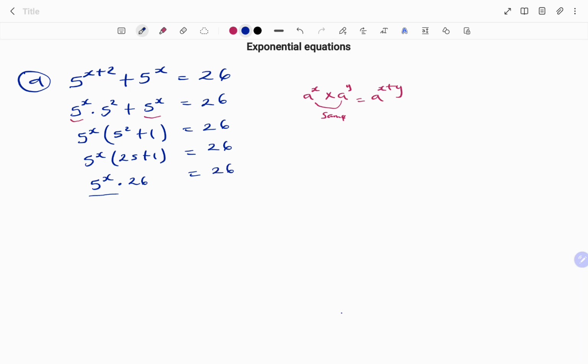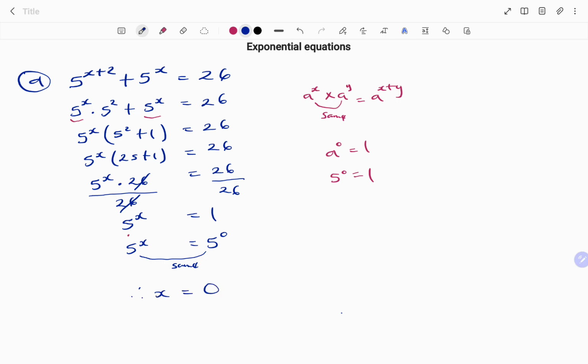I'm looking for x. I'm going to be dividing both sides by 26. This cancels. I'm left with 5 to the power of x equals 1. The laws of exponents state that any number to the power of 0 is 1. And so to put 1 to the base of 5, I know that 5 to the power of 0 is the same as 1. Therefore, 5 to the power of x is the same as 5 to the power of 0. And once the bases are the same, I'm going to equate the exponents, or the powers. So therefore, x equals 0.